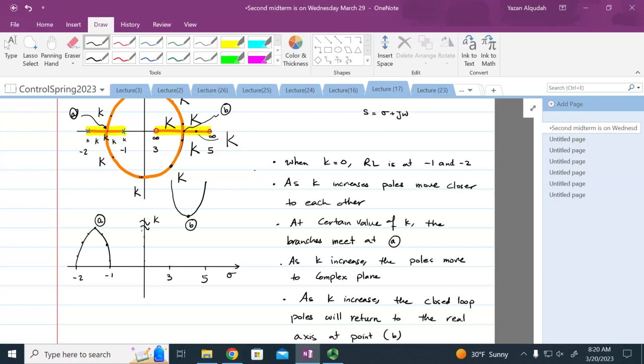There's not enough room, but this A is going to be a certain value of k. B is a much larger value of k.